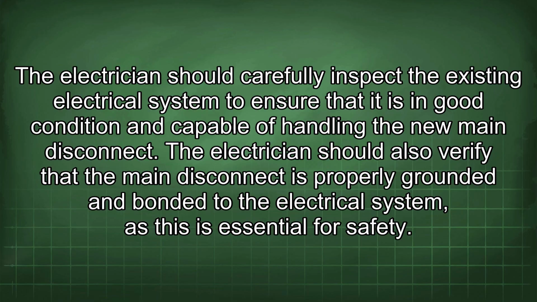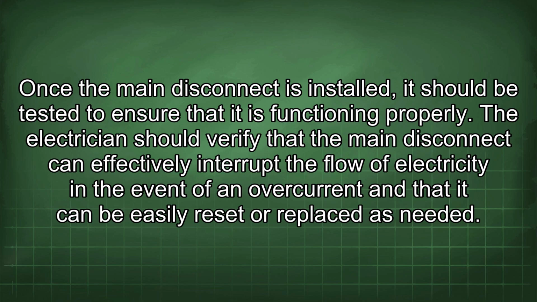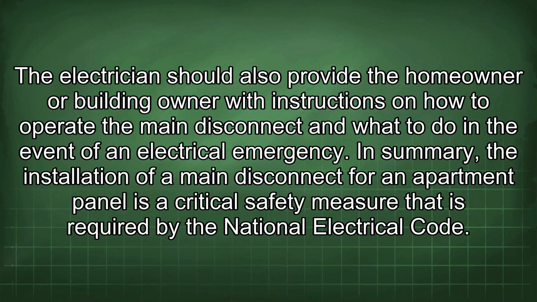The electrician should also verify that the main disconnect is properly grounded and bonded to the electrical system, as this is essential for safety. Once the main disconnect is installed, it should be tested to ensure that it is functioning properly. The electrician should verify that the main disconnect can effectively interrupt the flow of electricity in the event of an overcurrent and that it can be easily reset or replaced as needed. The electrician should also provide the homeowner or building owner with instructions on how to operate the main disconnect and what to do in the event of an electrical emergency.